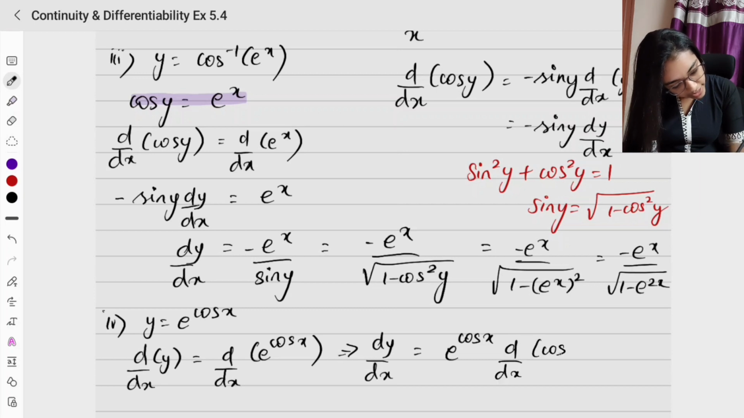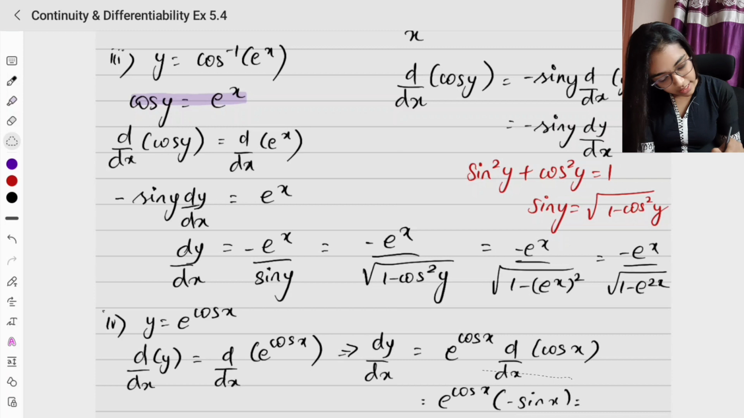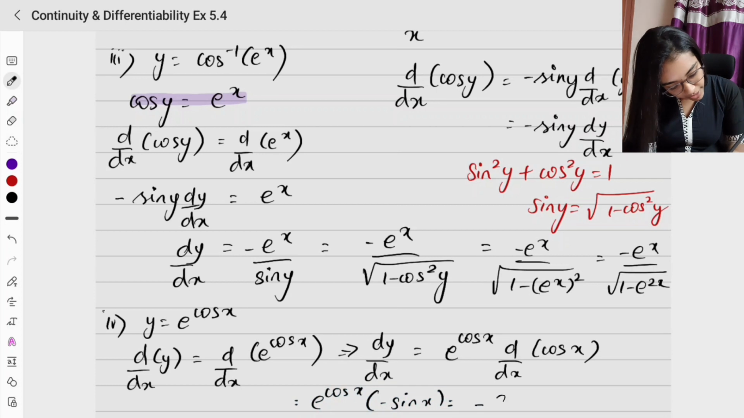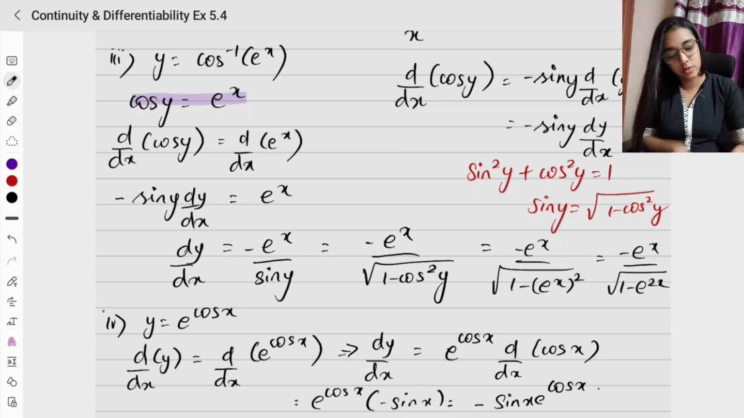Correct? So d by dx of cos x, which is going to be e to the cos x times cos x, whose derivative is minus sin x. I'll just shift this here. I do not have space. So this is equal to minus sin x e to the cos x. Okay, please copy.